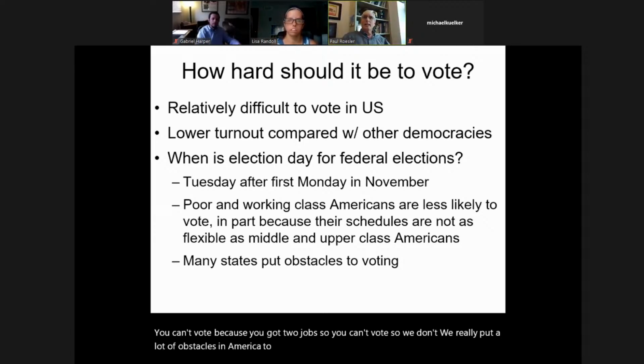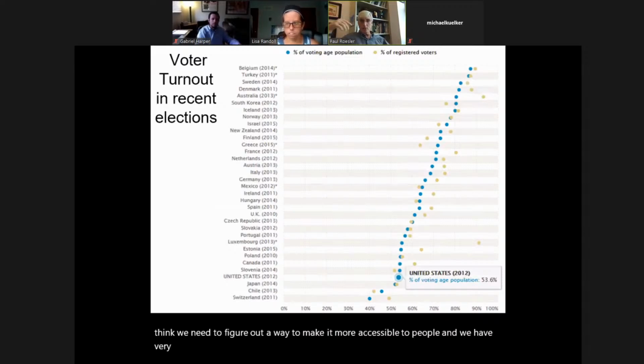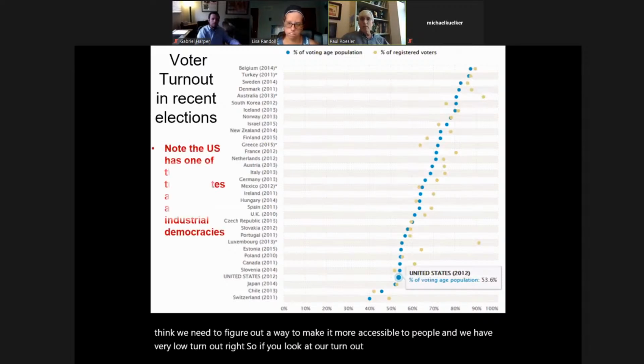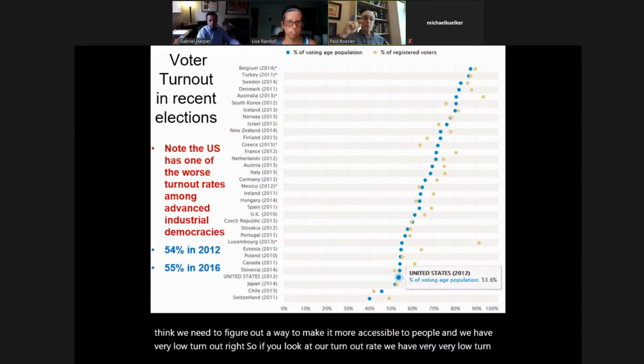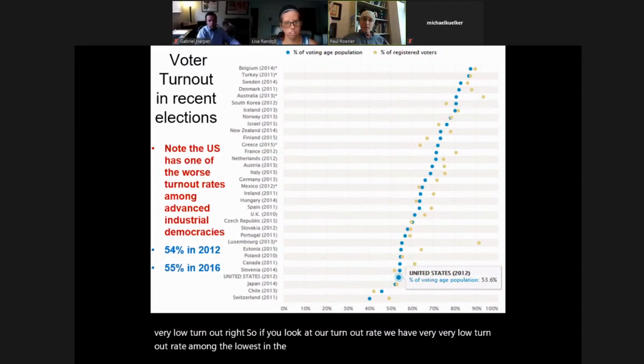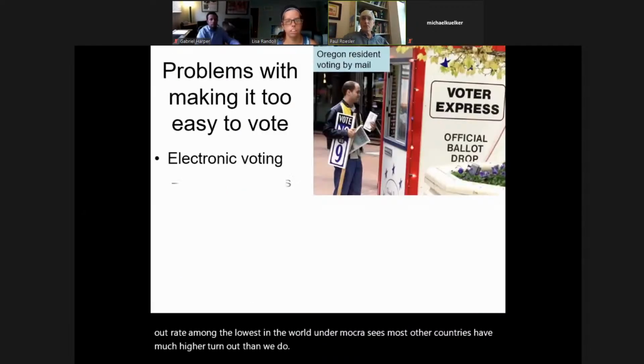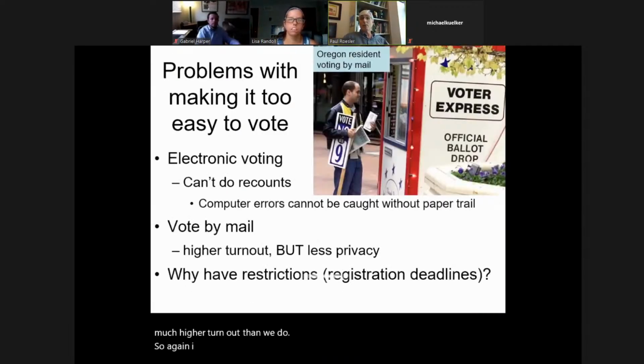And so as much as I prefer going to the polls, I think we need to figure out another way to make it more accessible to people. We have very low turnout rates, among the lowest in the world in democracies. Most other countries have much higher turnout than we do. So again, I do have concerns with making it too easy.